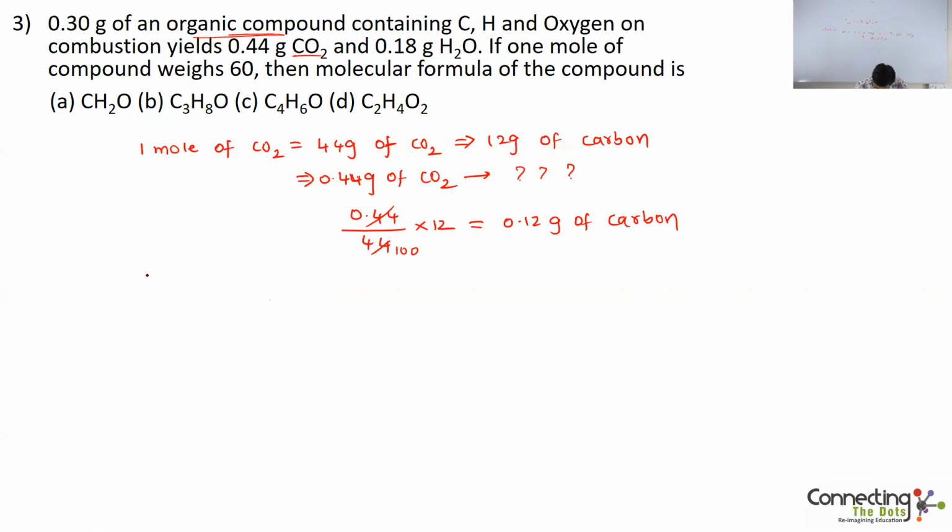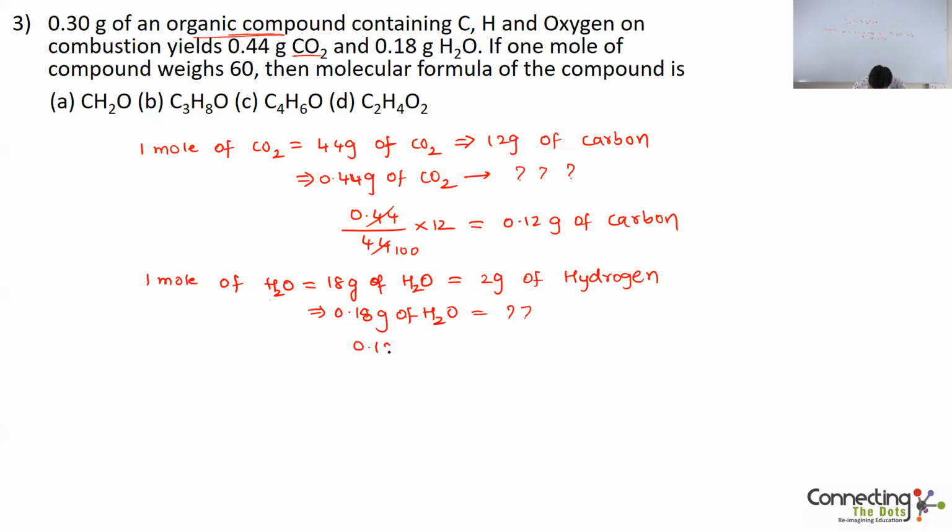So 1 mole of water is equivalent to 18 grams of water. And if you take 18 grams of water at any point of time, it will definitely have 2 grams of hydrogen. Now, if 18 grams of water contain 2 grams of hydrogen, 0.18 grams of water will contain how much hydrogen? That will be 0.18 divided by 18 times 2. Once again it is 100, so it will be 0.02 grams of hydrogen.